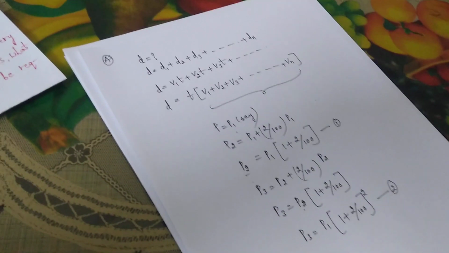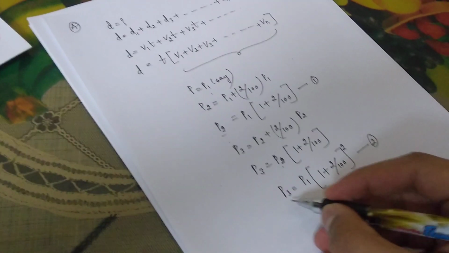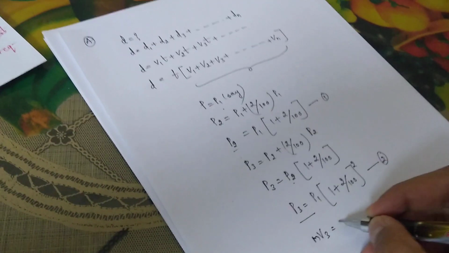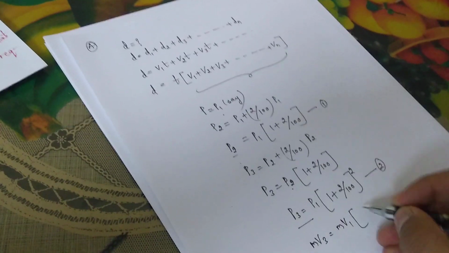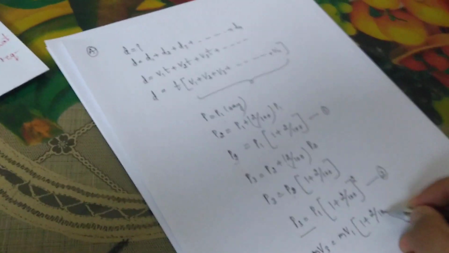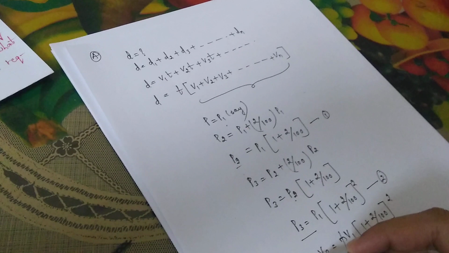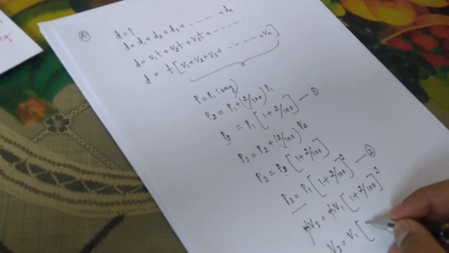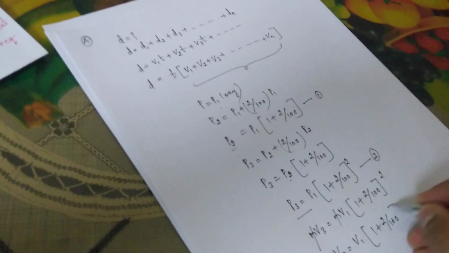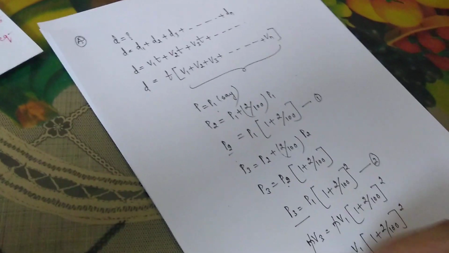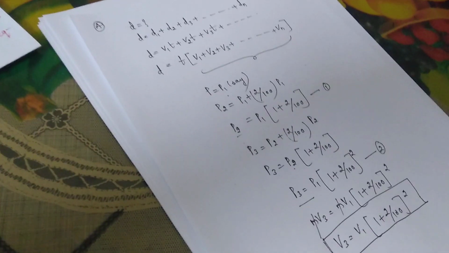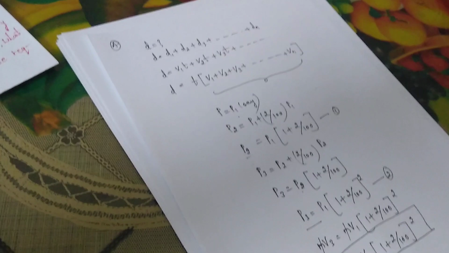Because the mass of the electron is constant, suppose for P3 we can write m into V3 equals m into V1 into (1 plus 2 by 100) whole square. So this m nicely gets cancelled out, and we get the velocity V3 equal to V1 into (1 plus 2 by 100) whole square. So given the momentum, finding the velocity is no big deal.